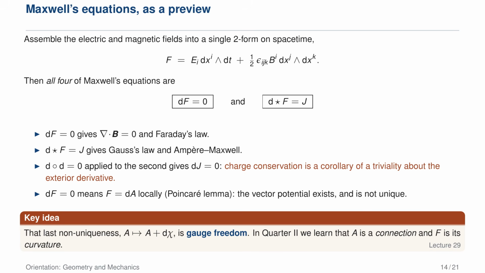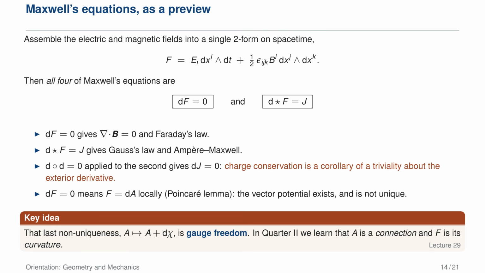Take the electric and magnetic fields and assemble them into a single 2-form on spacetime, called F. Then all four of Maxwell's equations become two statements: dF equals 0, and d of the Hodge star of F equals J, where J is the current. Unpack that. dF equals 0 gives you the divergence of B being 0 and Faraday's law. The second equation gives you Gauss's law and the Ampère-Maxwell law. Now apply d to the second equation. Since d of d is 0, you immediately get dJ equals 0, and that is charge conservation. So charge conservation is a corollary of a triviality about the exterior derivative rather than an extra-physical law.